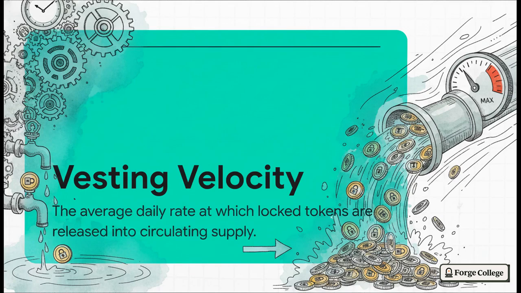So what is it? It's the average daily rate at which locked tokens are released into your circulating supply. Essentially, your dials control the speed limit here. Turn them one way, and you've got this nice, slow, steady trickle. Turn them the other way, and you are dumping tokens onto the market at breakneck speed.